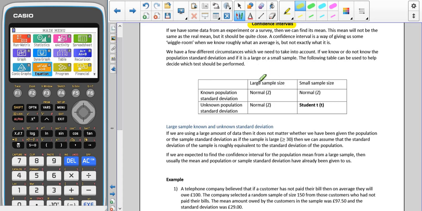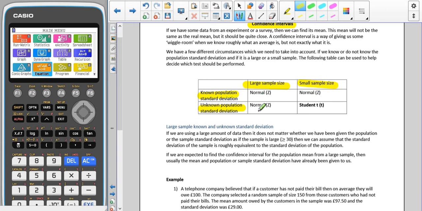In AS, we had a look at large samples, either when we knew the population standard deviation or we didn't know the population standard deviation. Remember that in this circumstance where we didn't know the population standard deviation, but instead we had a sample standard deviation, because the sample is a large sample, we can assume that the sample standard deviation is close to the population standard deviation. And the third circumstance that we're going to look at the moment is where we have a small sample and a known standard deviation.